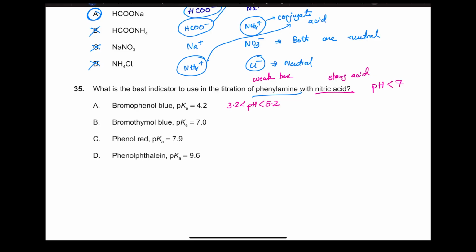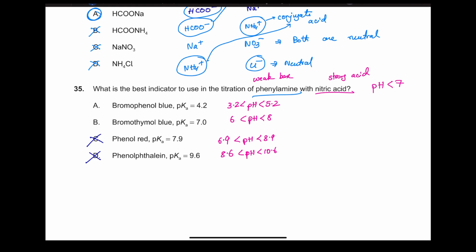Bromothymol blue has a pKa of 7, so the pH range is in between 6 and 8. For phenol red, the pH range will be 6.9 to 8.9. And for phenolphthalein, the pH range will be in between 8.6 and 10.6. Now, very easily you can eliminate C and D because C, 6.9, is very close to 7. We cannot use this, and we already know that pH is substantially smaller than 7. And option D obviously is giving you a basic pH range.